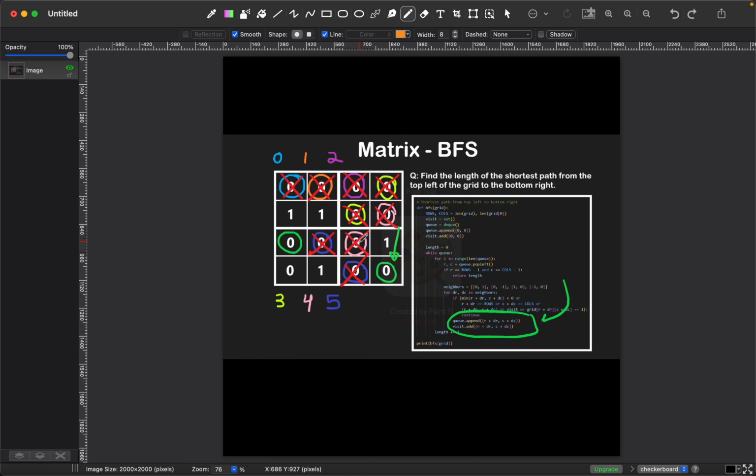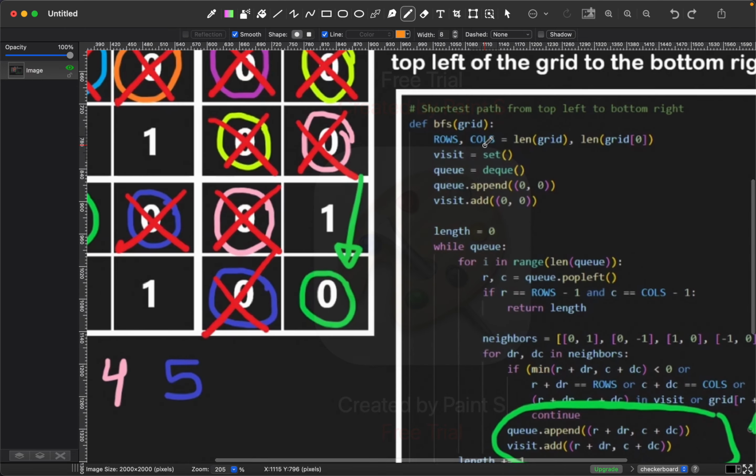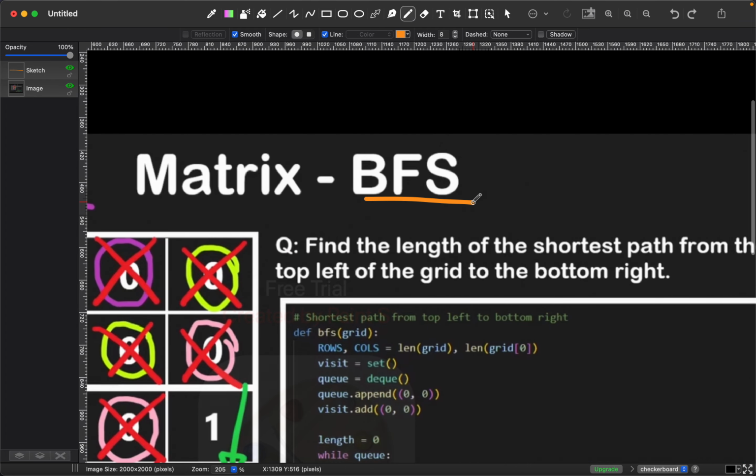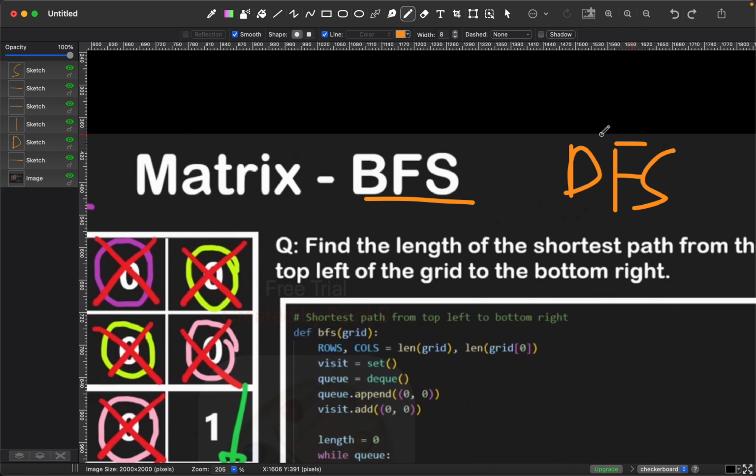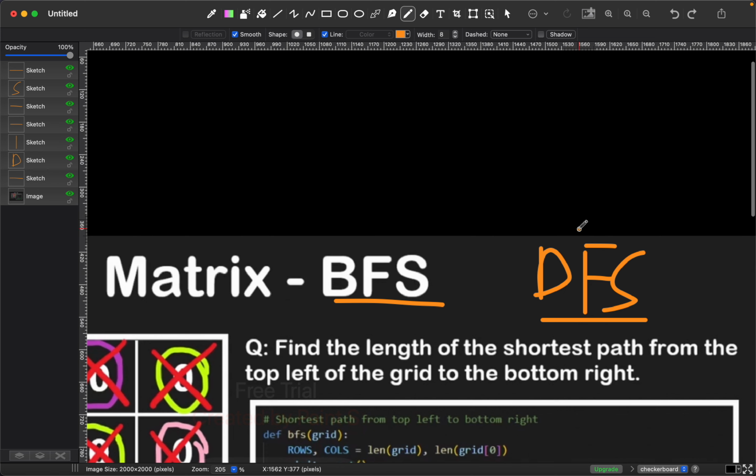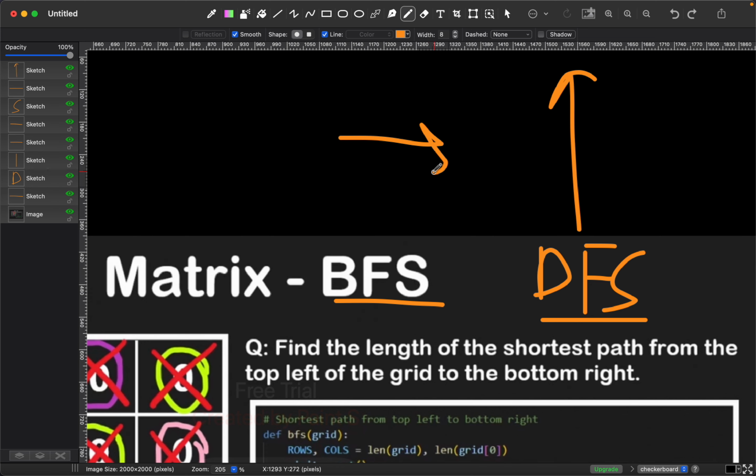I think the thing that I want to talk about is BFS and DFS. DFS is going to talk about depth, that means you go deep, but for BFS you go wide. That's why it's breadth.